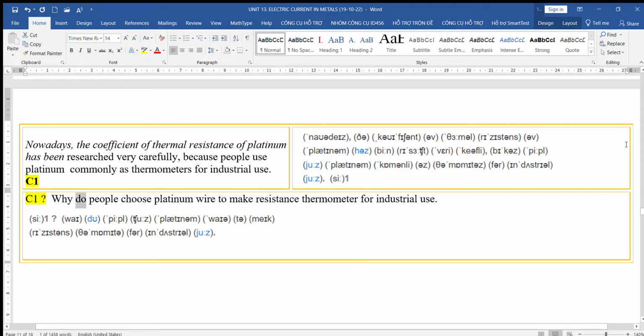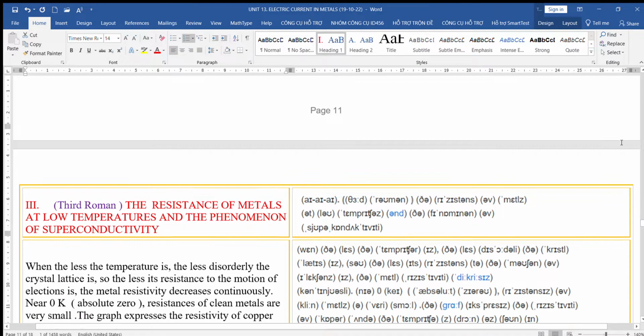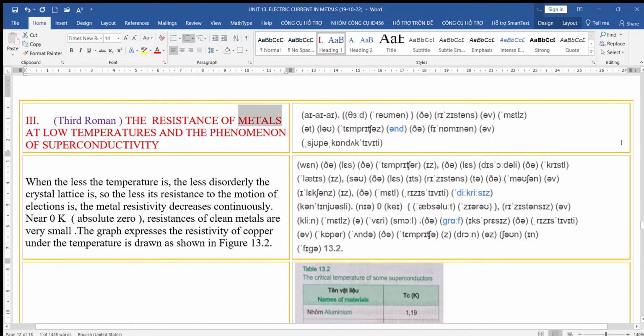C1. Why do people choose platinum wire to make resistance thermometers for industrial use? Third, the resistance of metals at low temperatures and the phenomenon of superconductivity. The lower the temperature is, the less disorderly the crystal lattice is, so the less its resistance to the motion of electrons is, and the metal resistivity decreases continuously.